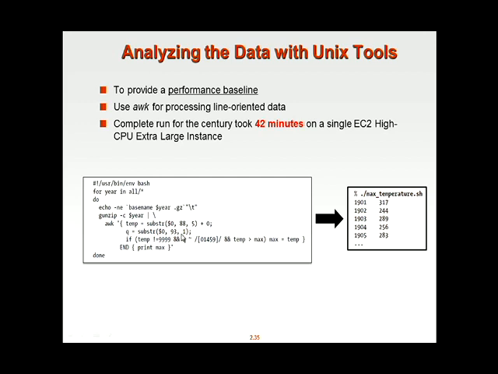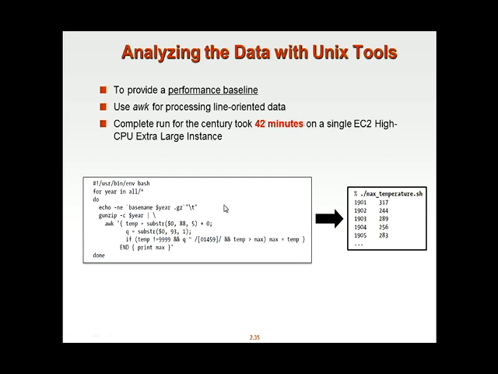For example, awk is a tool to do this task. And finally, you can get these results. In the textbook, they said that they tried to use this awk program, this tool, to get the results, and it took about 42 minutes on a single EC2 high CPU extra large instance. 42 minutes. Remember this number, okay?